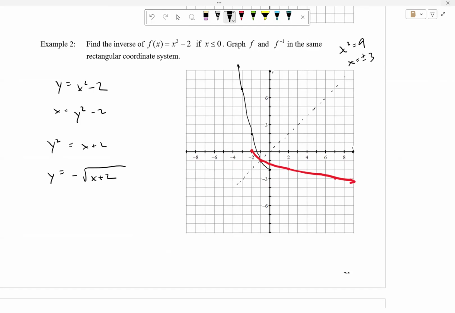Let's just check if this makes sense. If I plug in a 7, you see what I get? Does it fit? You plug in a 7, you get that negative 3. Plug in a 2, you get negative 2. You only get negative numbers.